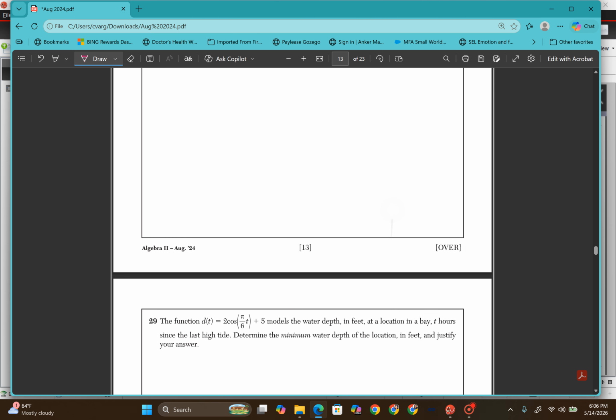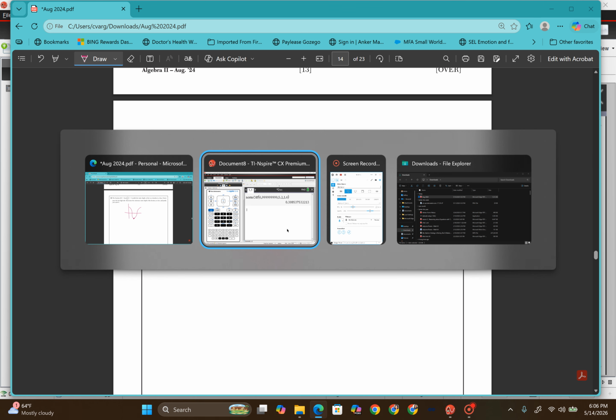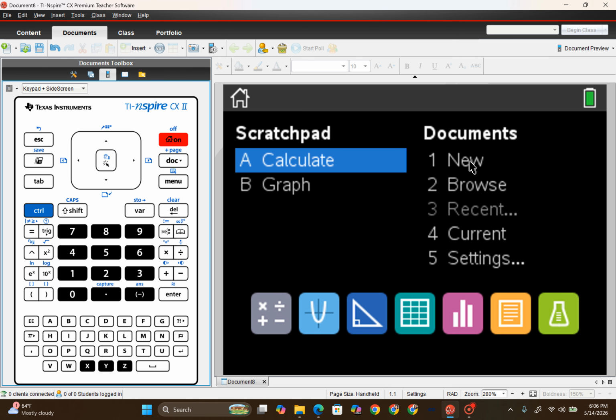Question number 29. So models depth, right? So this is a cosine graph. Cosine starts at the max, goes down and comes back over. Cool. So it's telling us that we are looking for the minimum point, right? How much this is. And you can graph this 100%. Okay. So let us do that. I'm going to go back here. New, no, add graph. Okay.